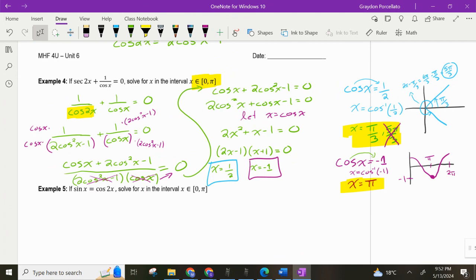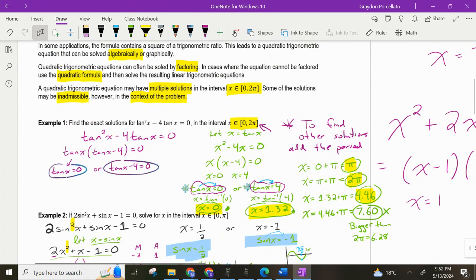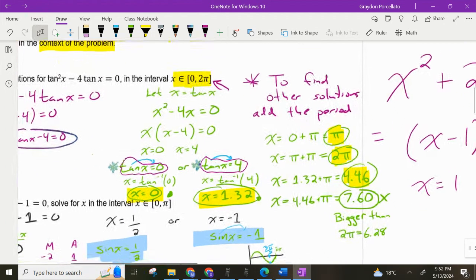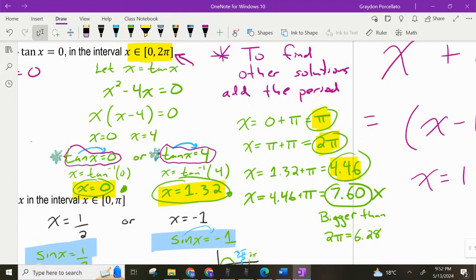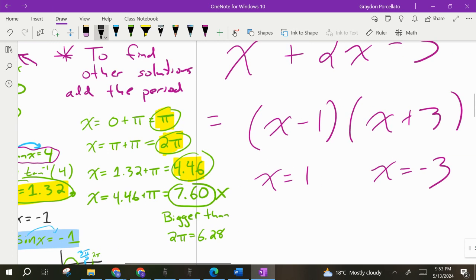I am going to pause and go back for a moment to example number one, where I solved for these two solutions here. This is four. Let's take a look at tan of x equal to 0 and tan of x equal to 4, because I kind of talked about adding the period there.